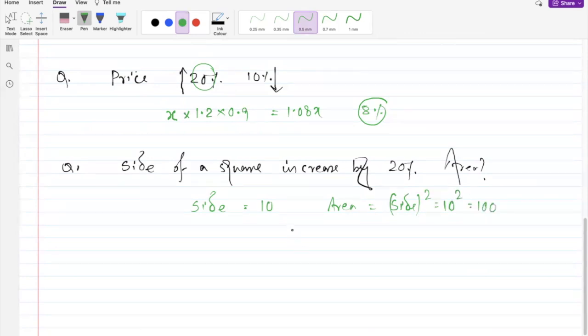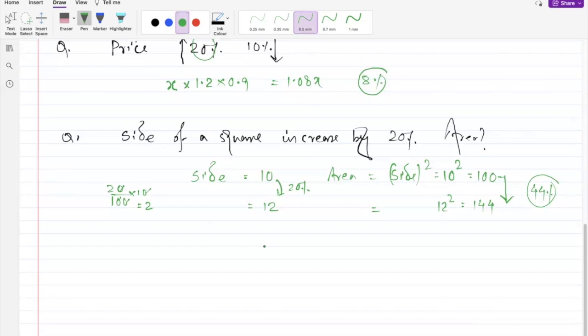It was the usual situation, but the side of the square increased by 20%. So what is 20% of 10? 0, 0 cancel out. It is coming out to be 2. So the new side would be 12. For the area, I'll now do 12 square, which is 144. So 100 to 144, it is a 44% change.